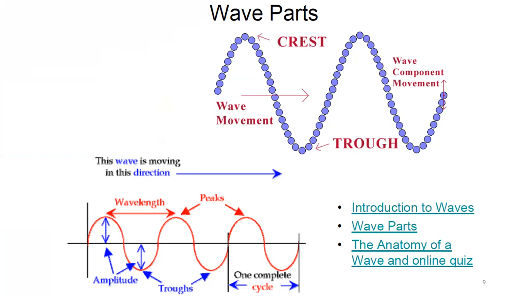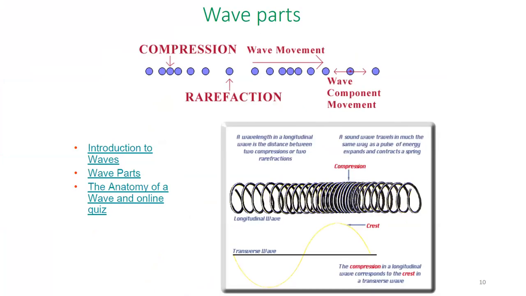So there is a crest, there is a trough, and there is wave movement. The wave is moving, but if you see, the particles are not moving; they are only vibrating. So this wave moves in the forward direction. Introduction of waves: there is wavelength, peaks and crests, troughs and all. There is a compression wave. There is a rarefaction wave. There is a rarefaction here.